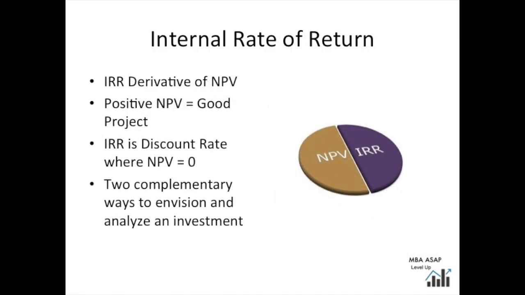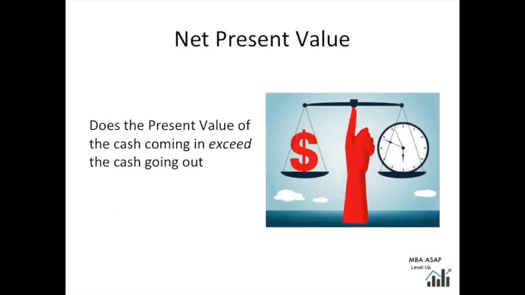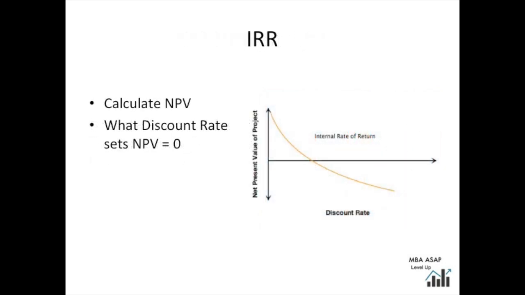The internal rate of return is derivative of NPV, net present value. Net present value basically tells us whether or not the present value of the cash coming in exceeds the cash going out, what we have to pay to get those cash flows in the future. NPV calculates the net of the present value of the cash flows. With IRR, we come at the issue from a little bit different angle. First, we compute an NPV, and then we're going to ask what discount rate sets the NPV equal to zero.